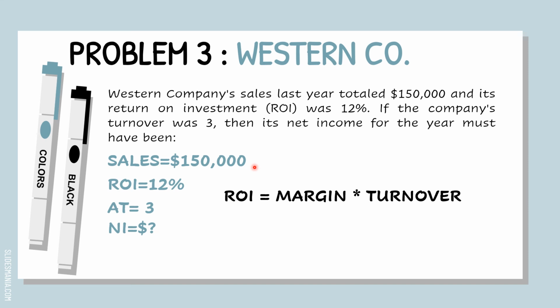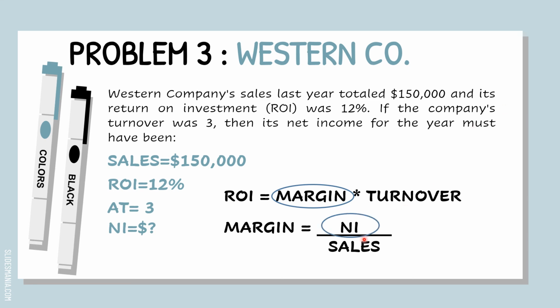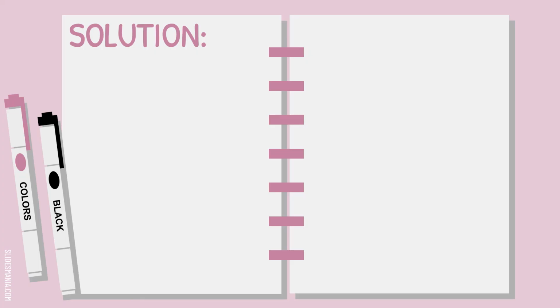Remember, the formula for ROI is margin times turnover. We already have the ROI and we also have the turnover. The formula for margin is net income divided by sales. We have sales, and from this formula we will get the margin. So we will solve for the margin before we get the net income.